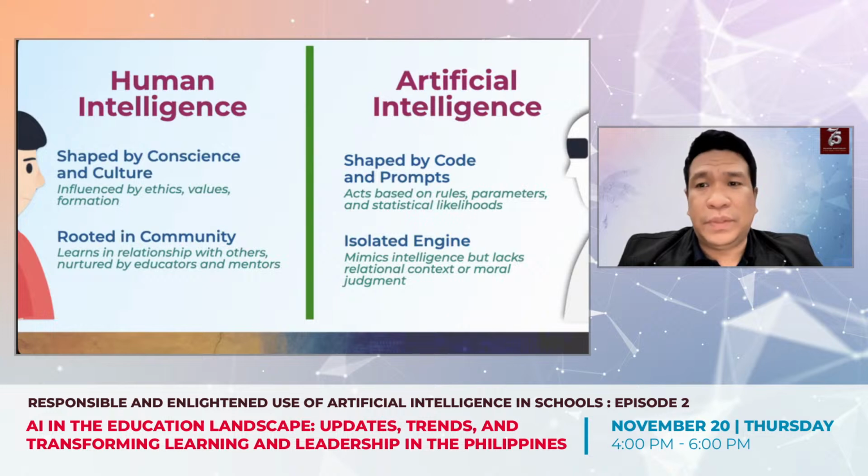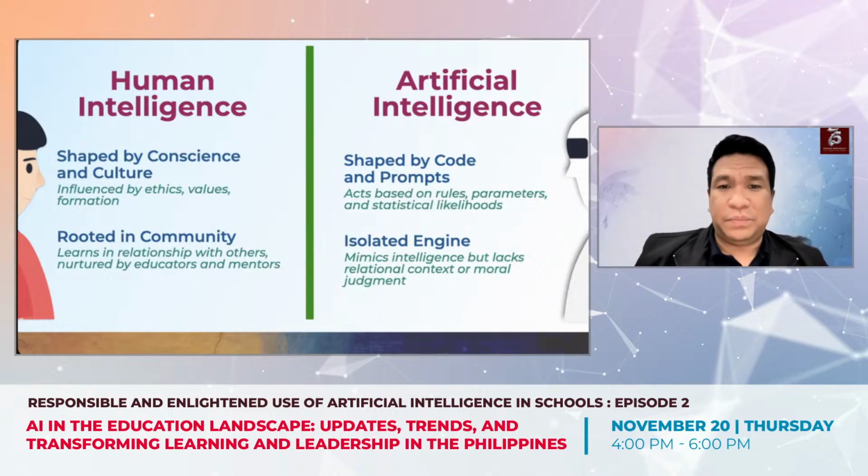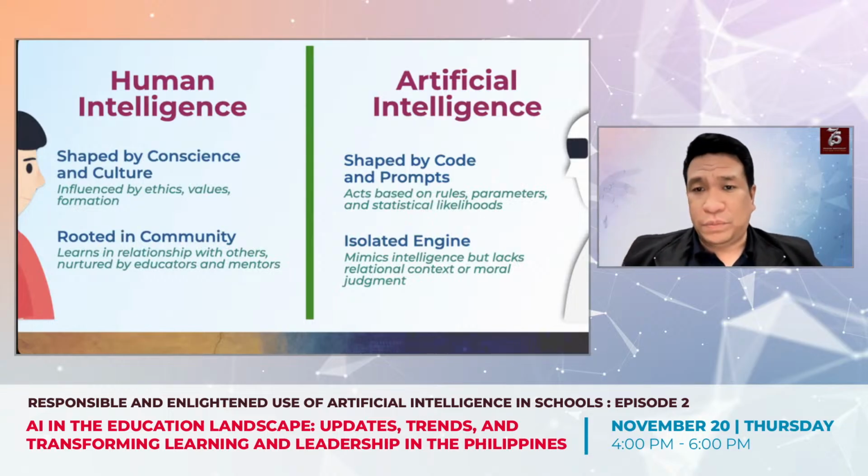And finally, human intelligence is rooted in community. We are relational beings. We learn from other people. We learn from one another. Okay. So our own understanding, our wisdom and knowledge, we form them because we are relational. We learn from one another. Okay. We grow in the presence of teachers, mentors, and even friends.